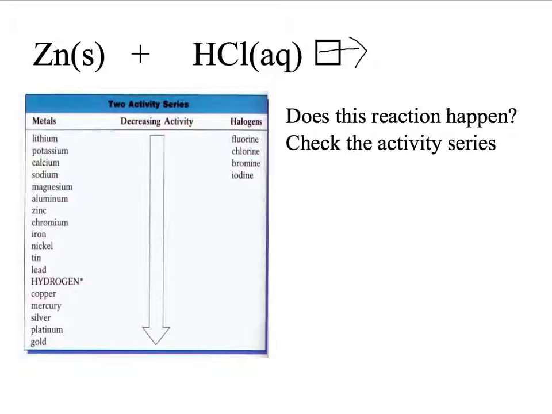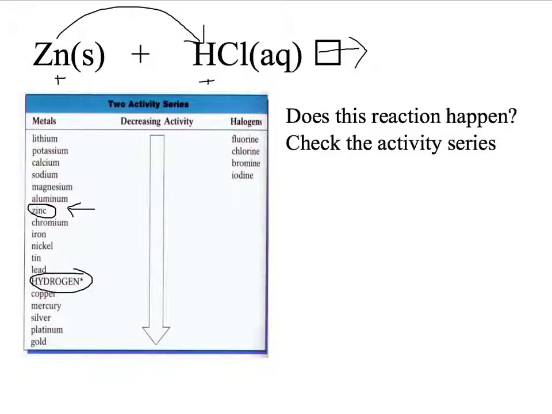So what we do is we use the activity series and we look for zinc. So here's zinc. Zinc is going to replace hydrogen because they're both positive charges. The metal, even though hydrogen's not a metal, they're both positive charges. Now, is zinc higher than hydrogen on the activity series? Absolutely. So because of that, this reaction will happen.